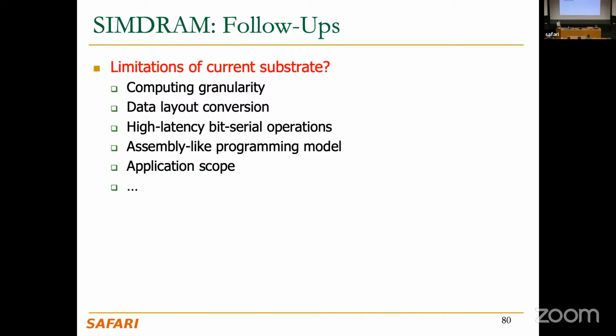So the first question is, do real applications have that amount of parallelism available or not? Or do people usually write code that tends to operate on a smaller amount of data at a time, many times? Another problem is the data layout conversion from this horizontal to this vertical data layout.